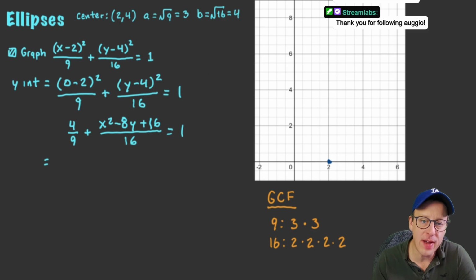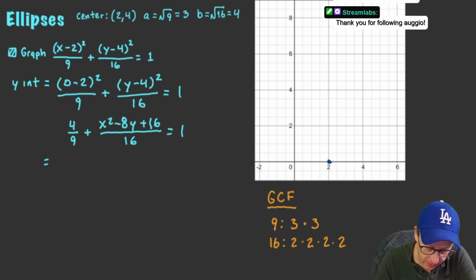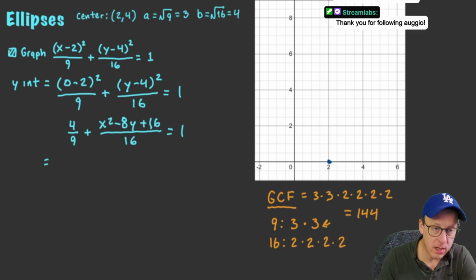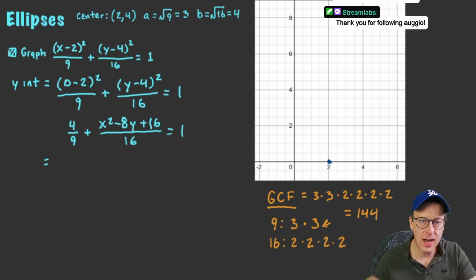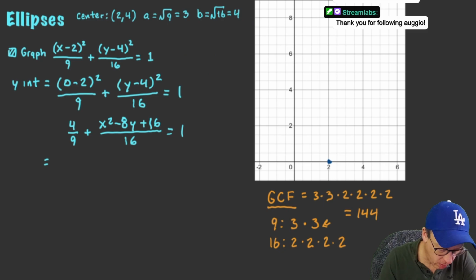To find the greatest common factor, all we do is take all those values and multiply them together. And our goal here is to get rid of the fraction. That is the whole reason why we're performing these calculations. So the greatest common factor is simply 3 times 3, and I got both of those values from right here, times 2 times 2 times 2 times 2. If you multiply all those together, you get a value of 144. So what we need to do is multiply 144 times what we have here so that we are able to get rid of all those fractions.